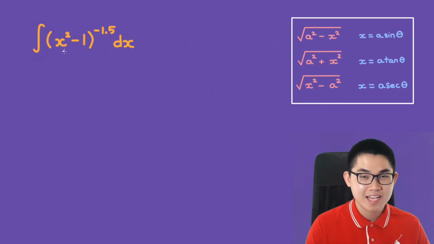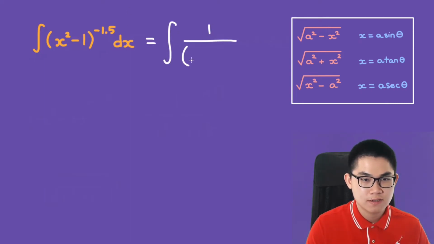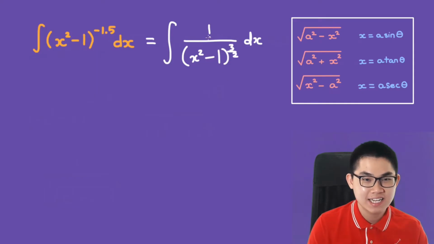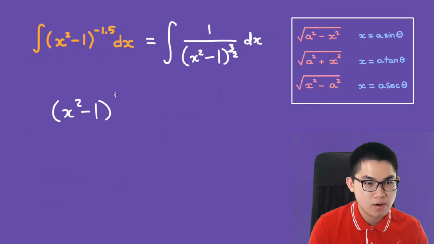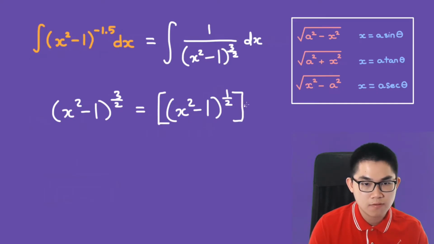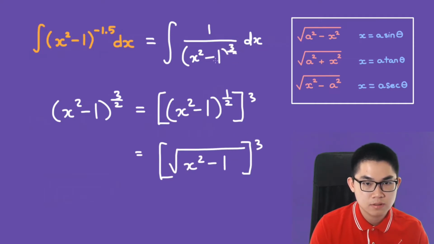The integral of x squared minus 1 to the power of negative 1.5 dx. So this is the same as 1 over x squared minus 1 to the power of 1.5, or 3 over 2, dx. Let's consider only the denominator, so x squared minus 1 to the power of 3 over 2. This is the same as x squared minus 1 to the power of 1 over 2, to the power of 3. And we can change this into the square root of x squared minus 1 to the power of 3.